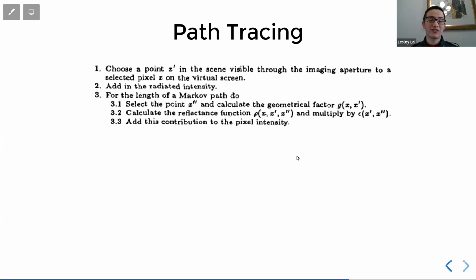But then Kajiya introduced a new algorithm. He himself called it using Markov chains to solve the rendering equation, but nowadays we just call it path tracing, where we first choose the point x prime in the scene visible through the image aperture to a selected pixel x on the virtual screen.